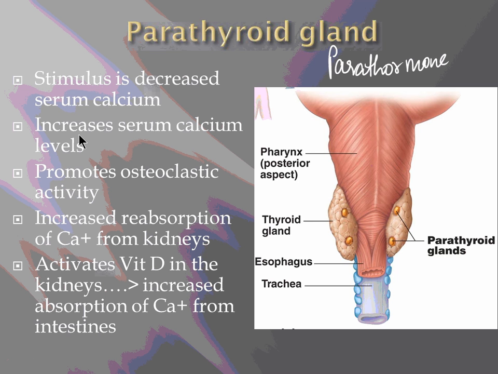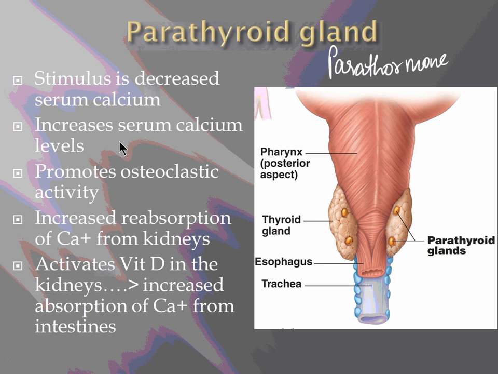Therefore, the stimulus will be when serum calcium is low. Naturally, because you want to bring about the function of the gland, its stimulus has to be something opposite to what its function is, only then it will come about, right? So when serum calcium levels are low, parathormone is secreted, whose function is to increase serum calcium.